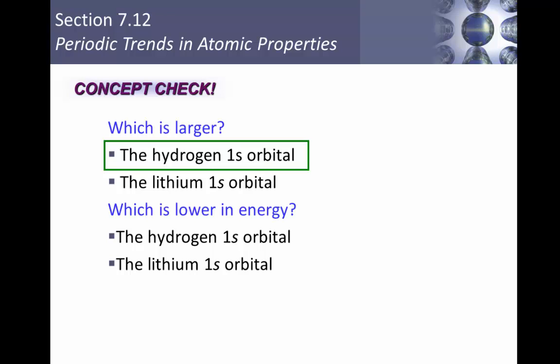Okay, and then which is lower in energy? Well, the lithium 1s is lower in energy because it has the greater nuclear charge. It's pulling the atom smaller, tighter, so the electrons are closer to the nucleus, therefore greater energy. The further the electrons are from the nucleus, the greater the energy they have.